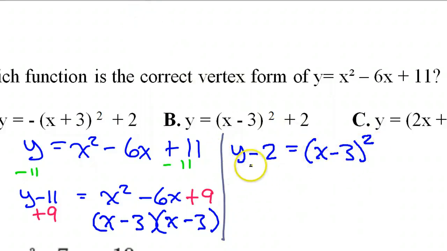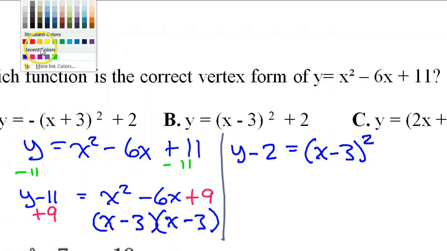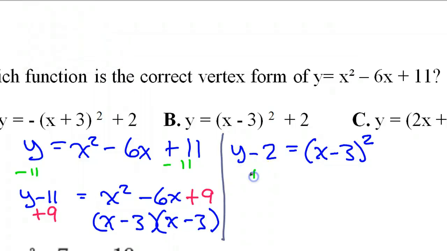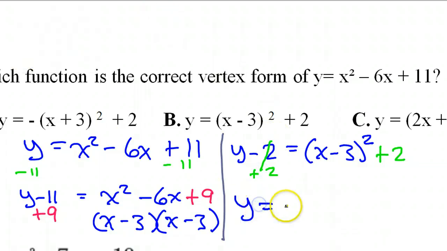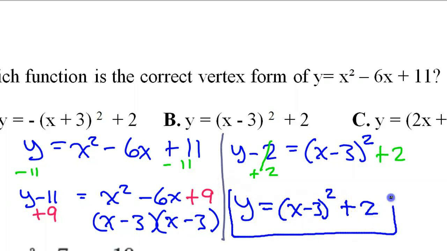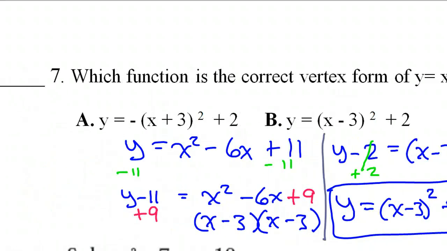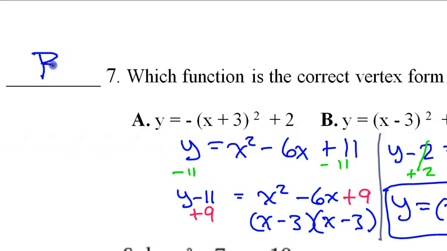Now to finish it off, we need y by itself, so we will go ahead and add 2 to both sides. That way these will cancel out. So we will have y equals x minus 3 squared plus 2. This is vertex form. It's x minus 3 squared plus 2. It's B. There it is. Ta-da!